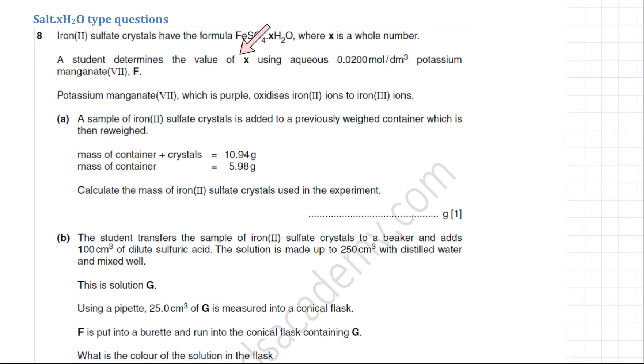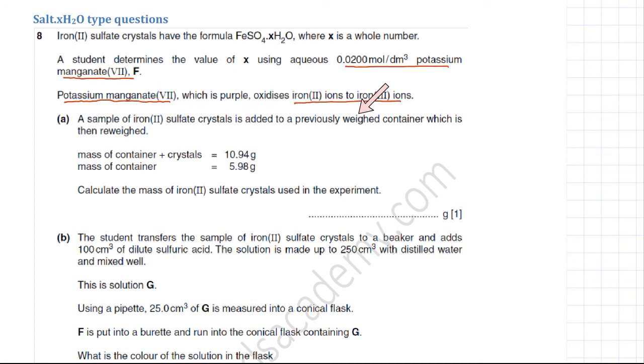Now, a student determines the value of X using aqueous 0.02 mole per dm³ potassium manganate 7. So again, it's a redox reaction, and he has said that potassium manganate 7, which is purple, oxidizes iron 2 ions to iron 3 ions. So KMnO4 is a very strong oxidizing agent. He's also given the color of this potassium manganate 7, plus its concentration. It's called solution F.